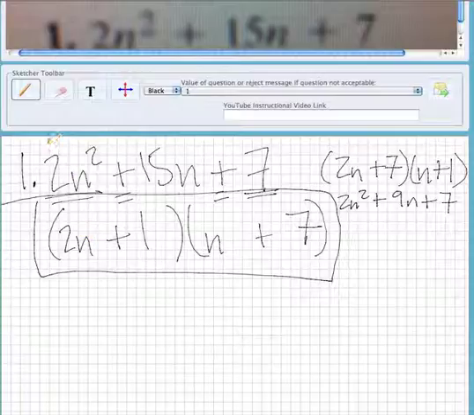So you find the two things that multiply to the first one and the two things that multiply to the last one, and just make sure when you FOIL it, it adds up to the middle term.